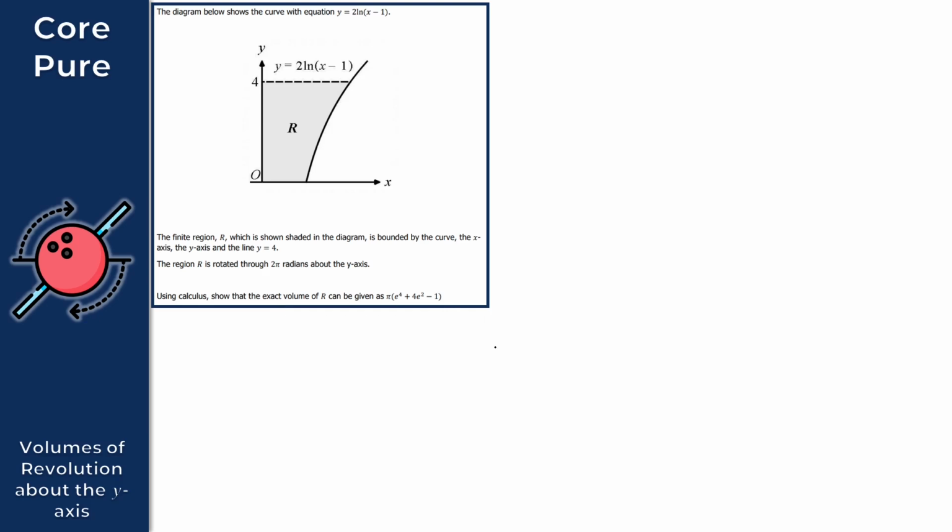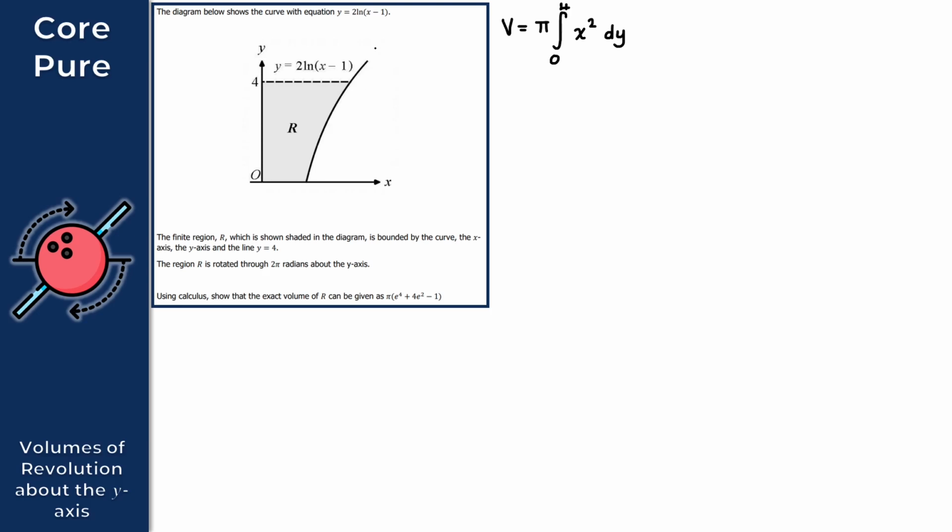So where do we begin here? Well, given that we're rotating through 2 pi radians about the y-axis, to find this volume we need the following result. So V is equal to pi times the integral, which in this case would go from 0 to 4. And because we're going about the y-axis, we integrate x squared with respect to y. So x squared, dy.